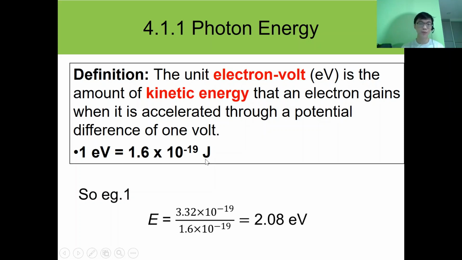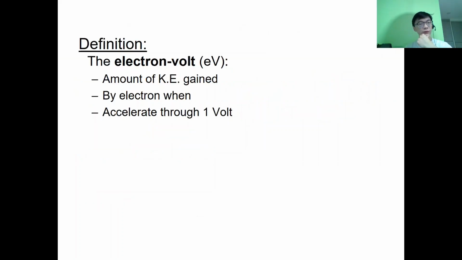So in example 1, I found the value to be this in joules. I could actually divide it by this conversion to get 2.08 eV of energy. So I can say that the light, also the photon, has an energy of 2.08 eV.